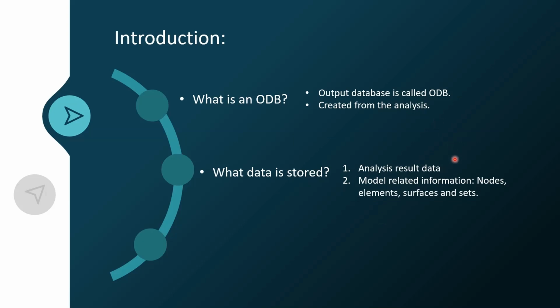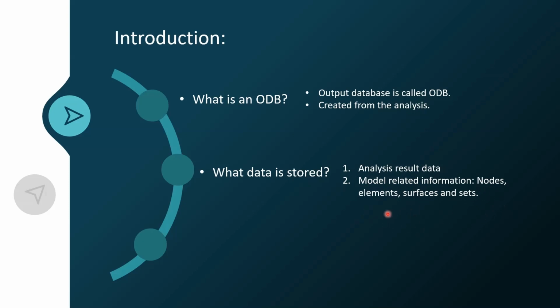The second information, and this is the important information, is the model information. Model information basically means nodes and elements data along with surfaces and sets. So why does the ODB need to store this data? Because the analysis results, whatever analysis you are calculating, will be written at these elements and nodes only.